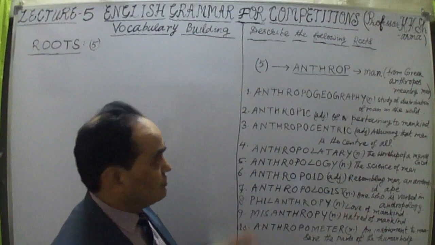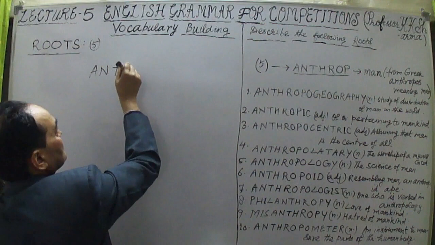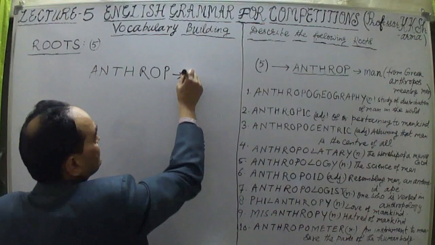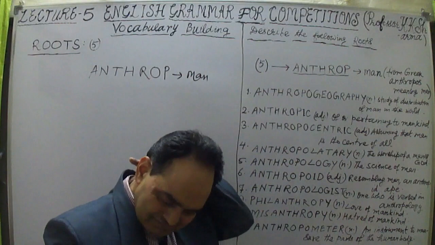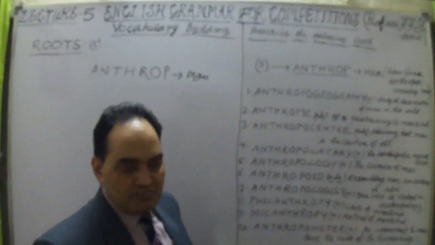Now come to the point. Let me take this fifth root, root number 5, which is anthrope. Only one root is there. Anthrope, spelled A-N-T-H-R-O-P, means man. Simple word, man. Man means any human being, any person who is having life. Man is generally taken for all human beings, a living thing.